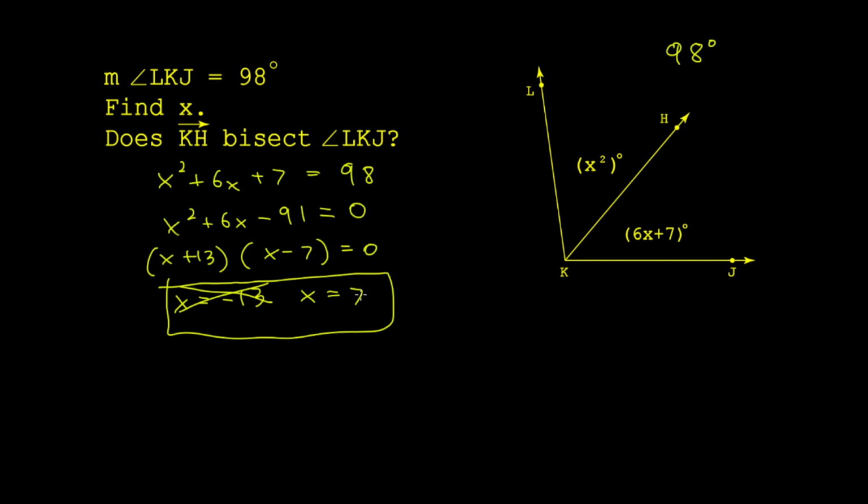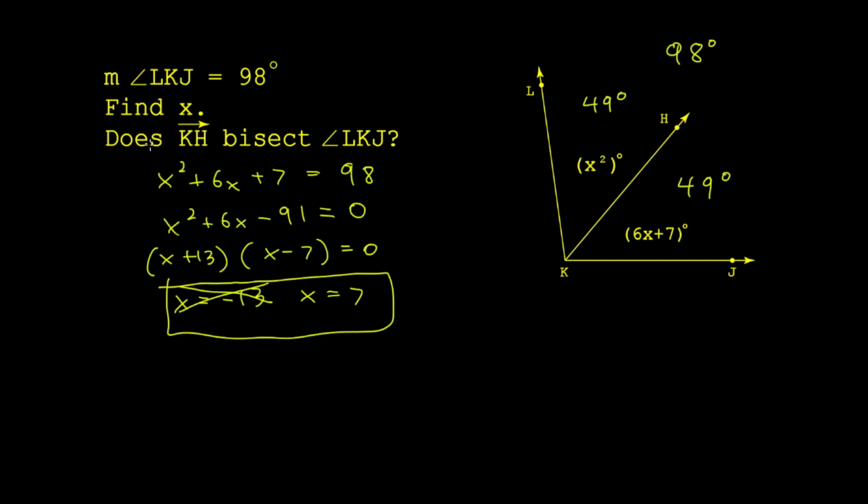Next, we will plug in 7. 7 squared is 49. Now 7 times 6 is 42, plus 7 is also 49 degrees. So then we can see 49 plus 49 is 98. So that is for x. So now we've found our x.